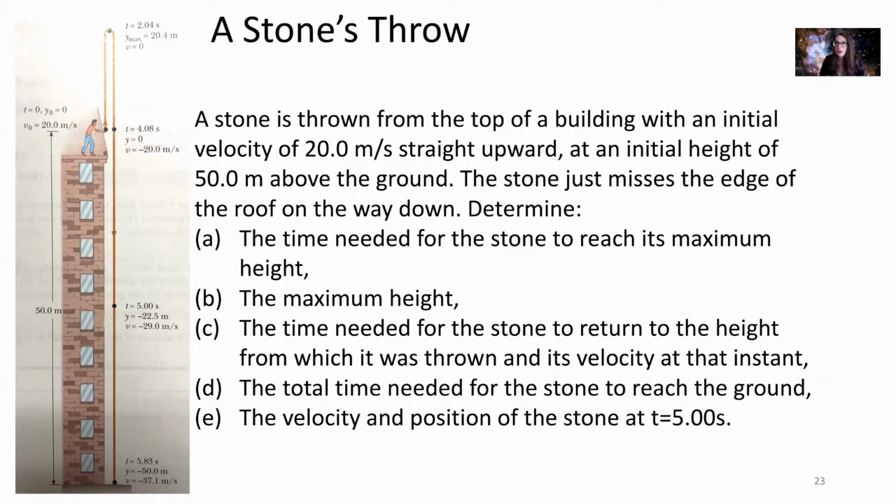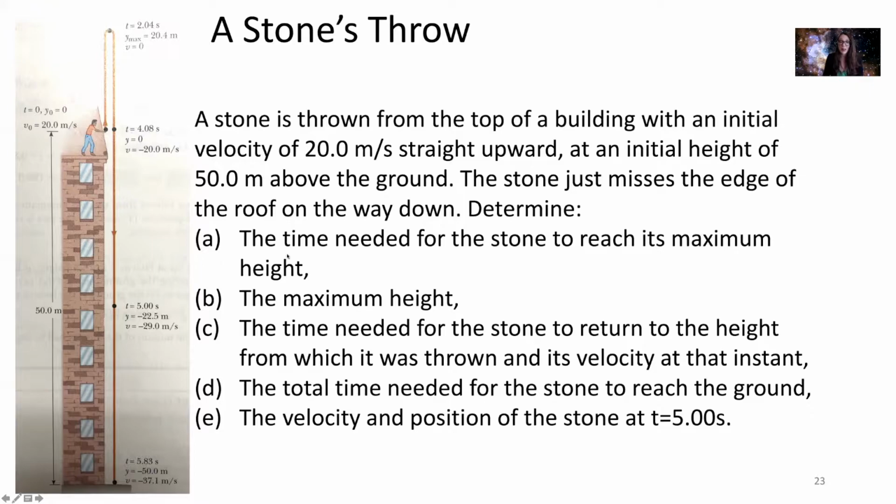Well, now we're going to work through nearly every aspect of an example problem where we take a stone off the side of a building and throw it upward and see what happens. We have a stone and it's thrown from the top of a building with an initial velocity of 20 meters per second straight upward at an initial height of 50 meters above the ground. Now, the stone goes up and it just misses the edge of the roof on the way down.